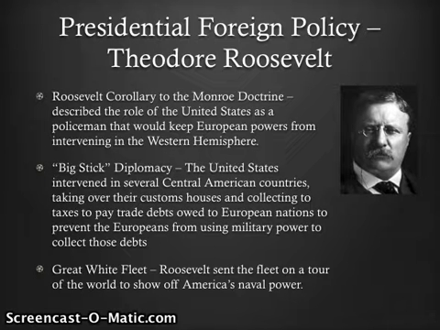His foreign policy was called big stick diplomacy, and it comes from a proverb, speak softly, but carry a big stick. And in our case, that big stick would have been the Navy. And through that policy, the United States intervened in several Central American countries, taking over their customs houses and collecting taxes, to pay trade debts owed to European nations, to prevent the Europeans from using military power to collect those debts. We wanted to show that we were the power in this hemisphere. Roosevelt also sent the Great White Fleet on a tour around the world to show America's naval power and that the U.S. finally had a navy that other countries should be scared of.